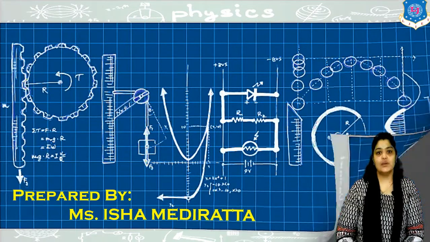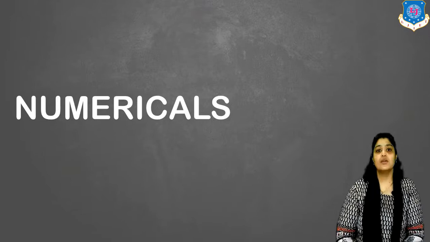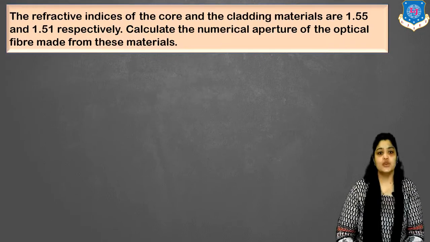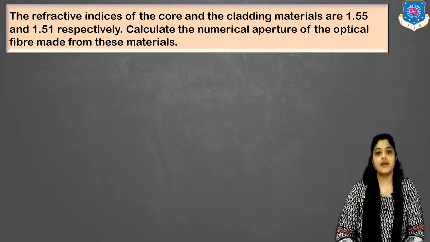In today's video, I am going to discuss numericals of the chapter Fiber Optics. So let's start with the first numerical. The refractive indices of core and cladding are 1.55 and 1.51 respectively. You have to calculate the numerical aperture of the optical fiber which is made from these materials.